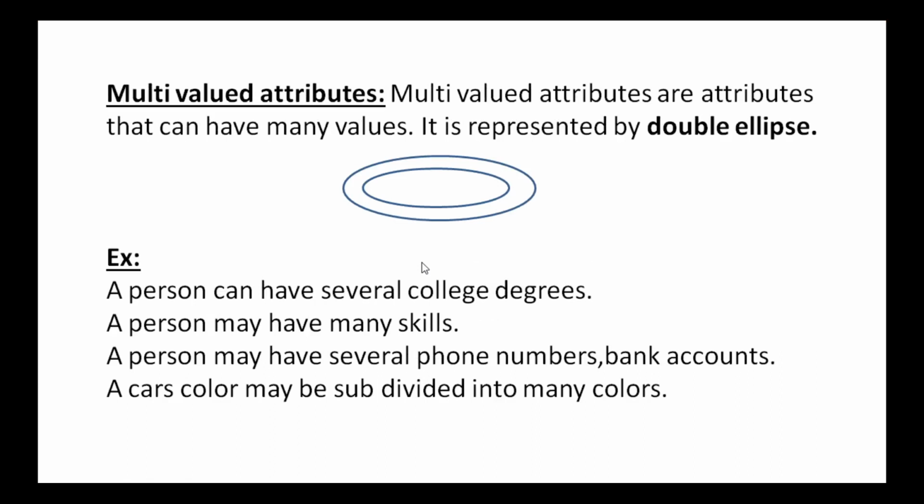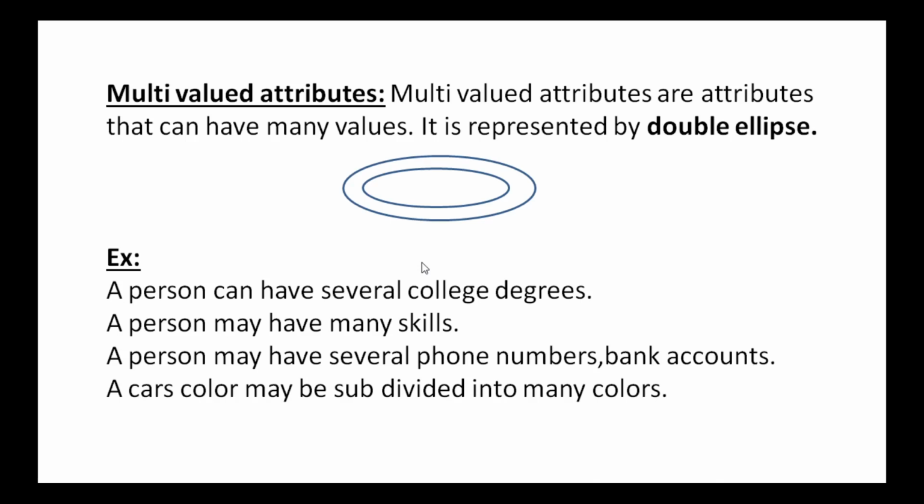Coming to the multi-valued attributes. Multi-valued attributes are nothing but the attributes that can have more values, and they are represented by a double ellipse. For example, a person can have several college degrees and a person can have many skills. If you have a skills attribute in your table, you have to write many skills. A person may have many skills.